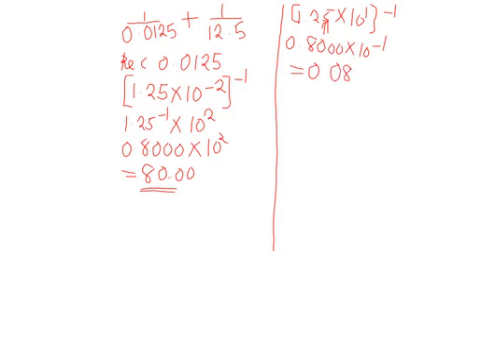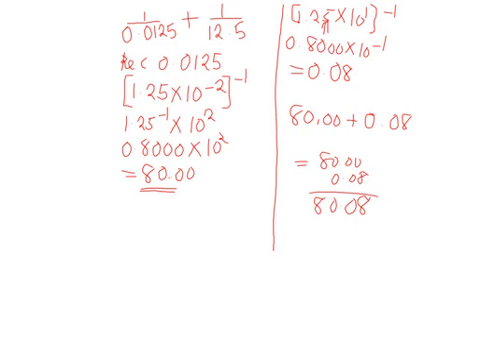So multiplied by 10 power -1, this gives us 0.08. Now we were supposed to add the reciprocals, so we have 80.00 plus 0.08, and this gives us 80.08. So the final answer should be 80.08.